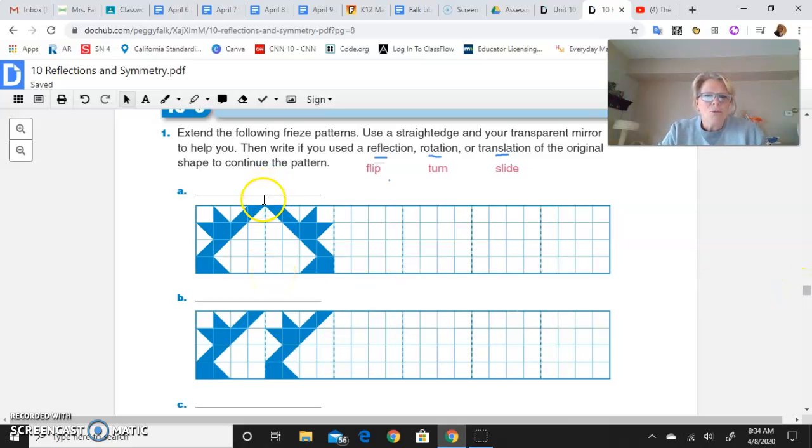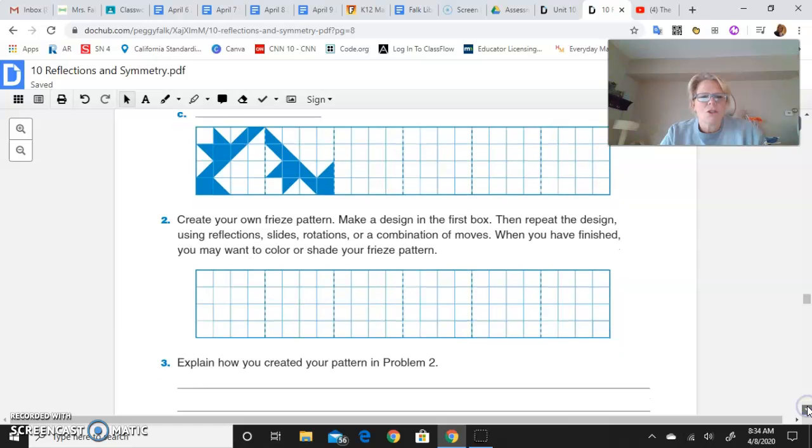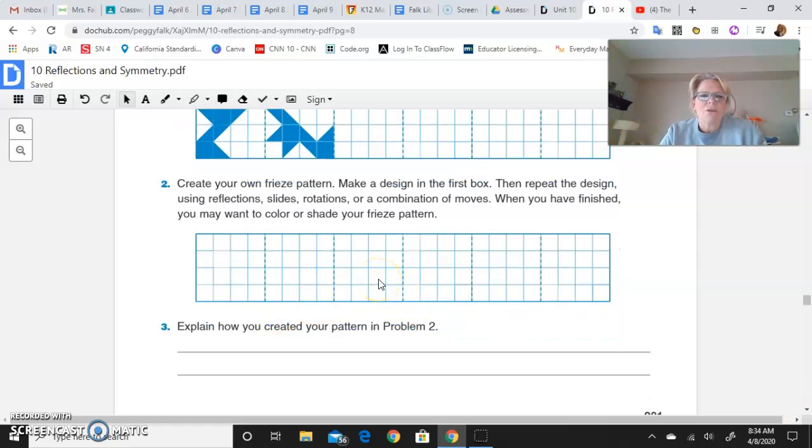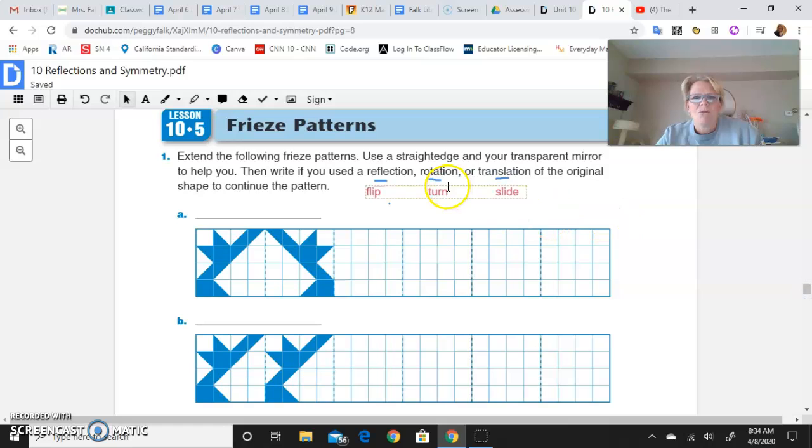And each one of these lines here, these dotted lines, is the line of either reflection, rotation, or translation. So follow the directions and continue that pattern. And so number 2, it asks you to make your own. So you can have some fun with that and make up your own pattern and either translate it, rotate it, or reflect it.